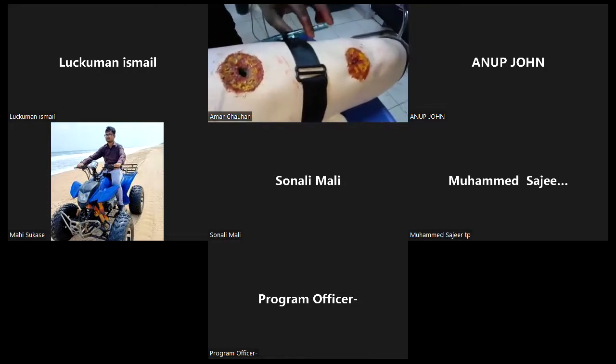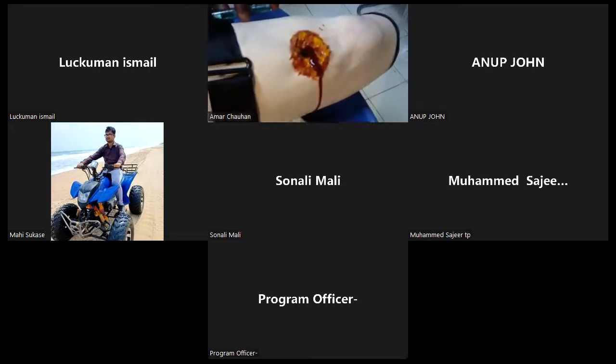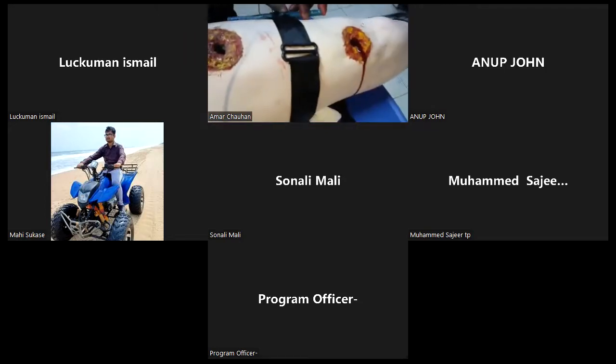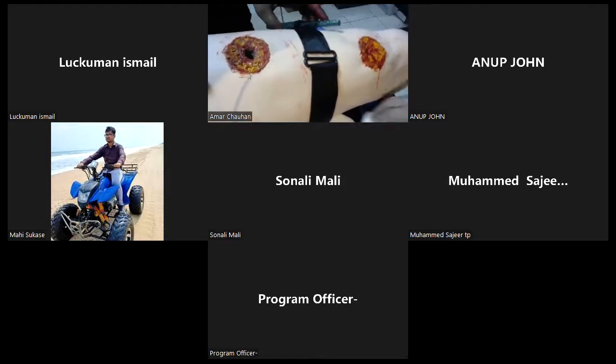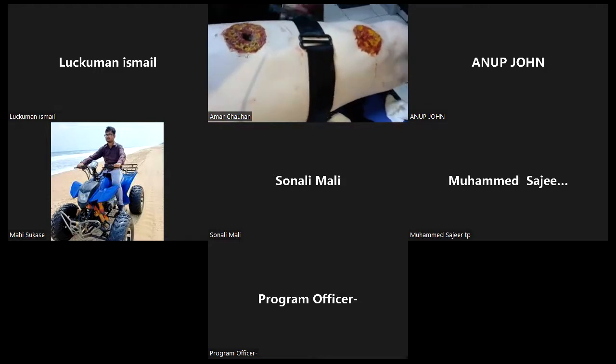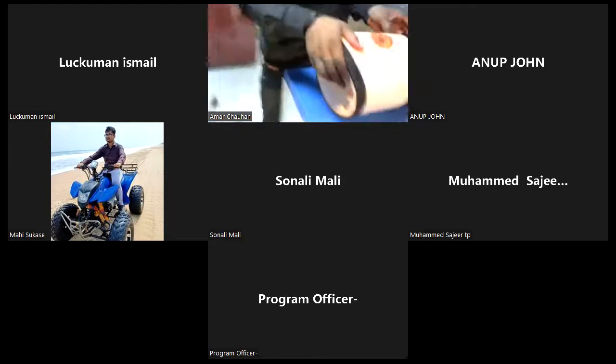Just to heighten their simulation, there's a response. So you can see the bleeding coming now. Then we'll ask them to apply the bandage. Okay, got it. So these are the three scenarios in this. Then we can move to the adult airway trainer.